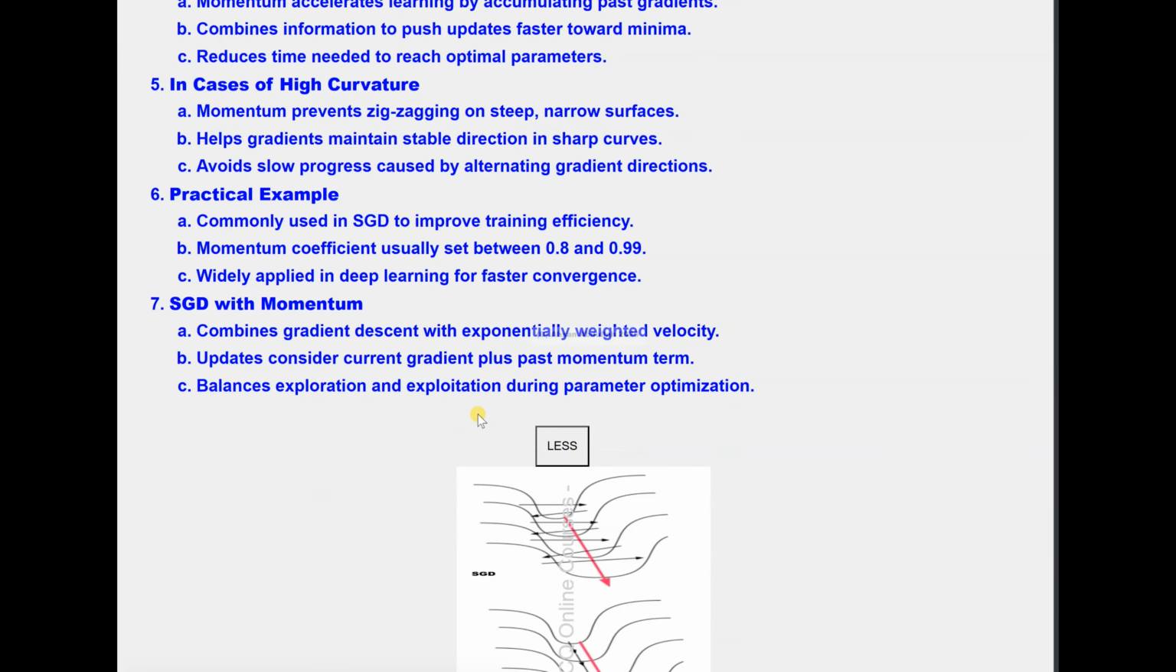Practical example, there can be many as a matter of fact. This diagram is one. It is commonly used in stochastic gradient descent, and usually the momentum coefficient is set between 0.8 and 0.99. And of course, it is used widely in deep learning for faster convergence. Further details about momentum are beyond the scope of this lecture.